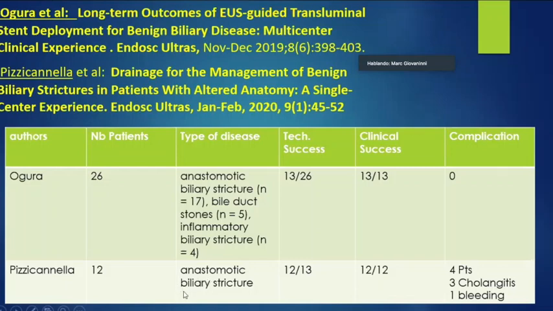This is our paper published this year. You see that the indication is anastomotic biliary stricture, in 12 patients with a Whipple resection, and you see that the clinical success was very high. It's 12 out of 13 patients, but you see the complication rate was in 4 patients, with 3 cholangitis and 1 bleeding, but no biliary leakage. But this is normal because mainly when the patients are operated, the risk of leakage is reduced.